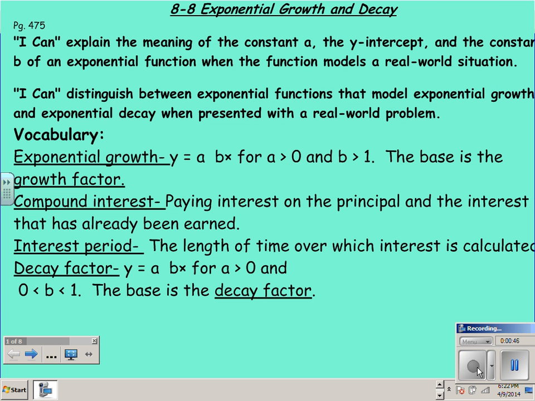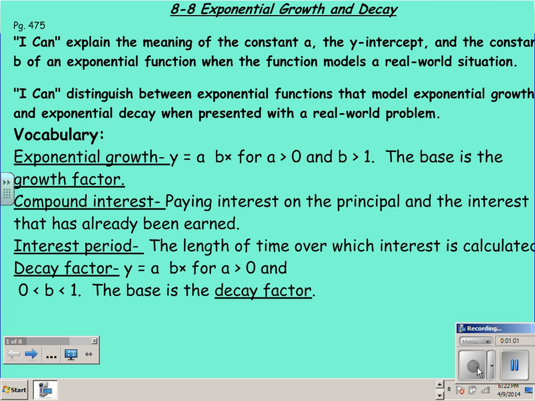Exponential growth, y is equal to a times b raised to the x power for a is greater than 0 and b is greater than 1. The base is the growth factor. So the b, or the base, is going to be your growth.